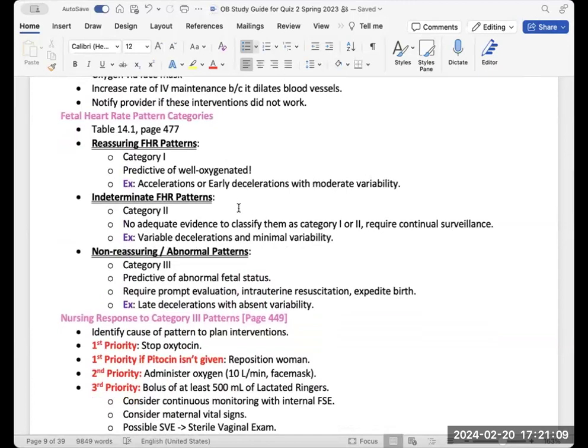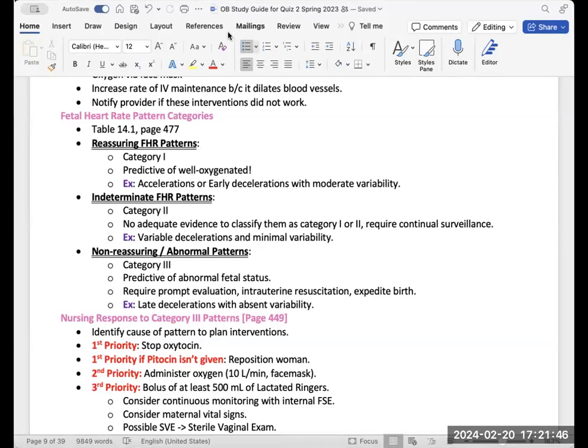Fetal heart rate, right? There are different categories. So there's reassuring, indeterminate, and non-reassuring. Category 1 is great. Accelerations are good. Early decelerations are also good with moderate variability, because moderate variability is normal, that heart rate varying somewhere between 6 and 25 beats per minute. Those are examples of category 1s, because these don't indicate any problems.